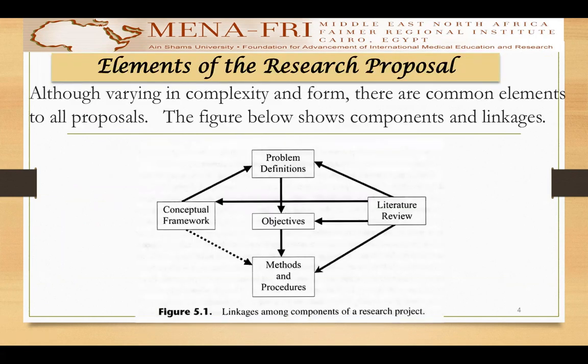So in order to write a good proposal, there are a number of elements that we have to cover. Number one is that we have to define the problem. After defining the problem, we create objectives for what we want to accomplish. Then we start thinking about the methods. How will we accomplish this?